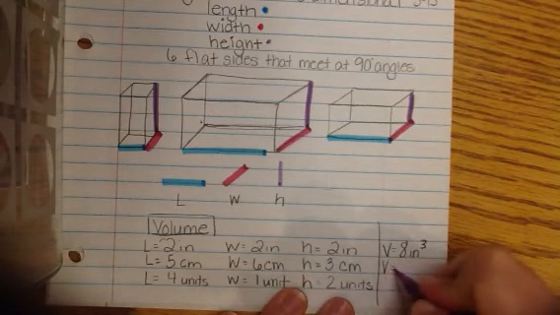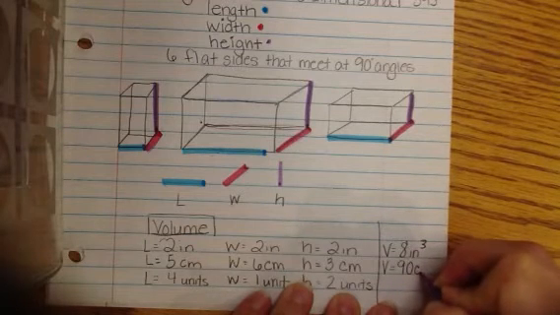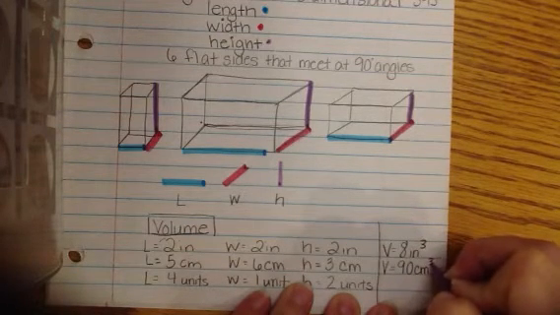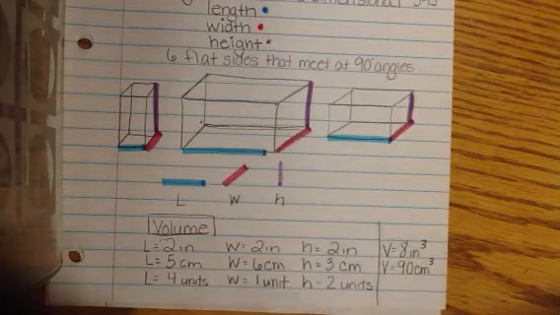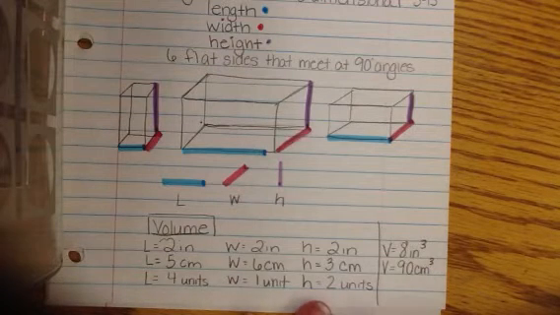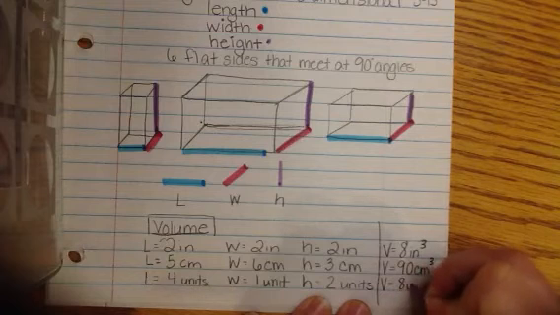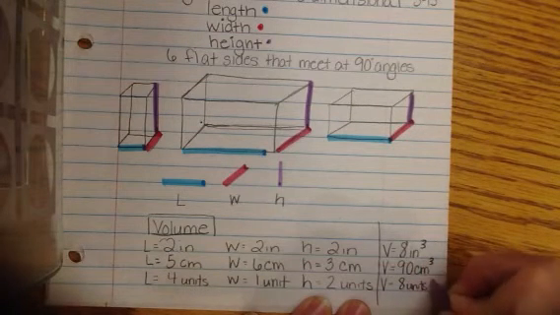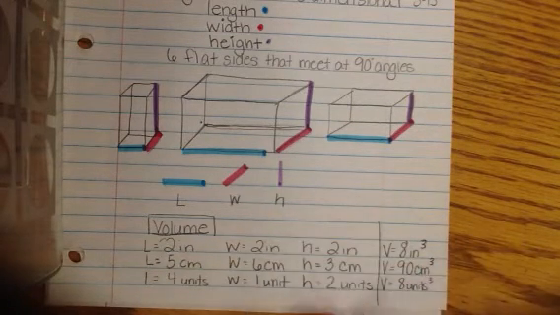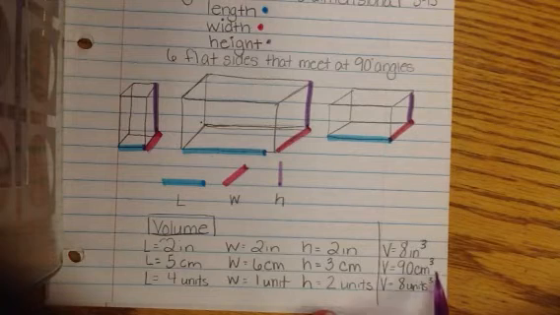So my volume might be 90 centimeters cubed. I have to put this 3 up in the air, this exponent, because I have 3 dimensions of centimeters. My volume here, 8 units cubed. This 3 goes up in the air. You write it next to the word or the label of the measurement, and you put it up in the air.